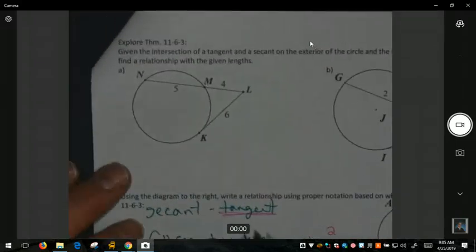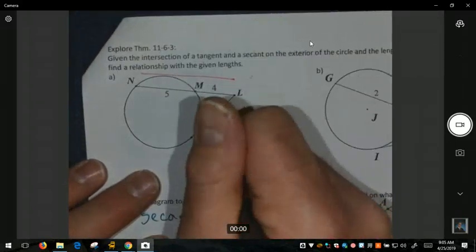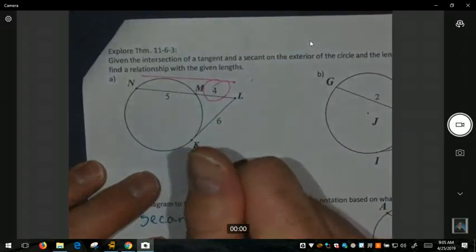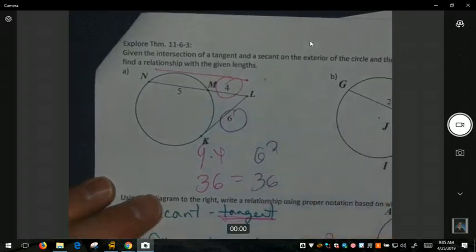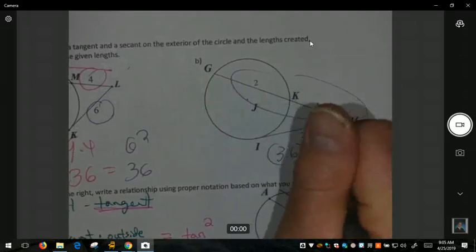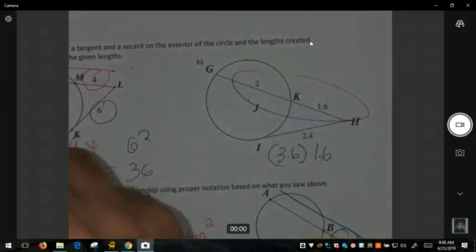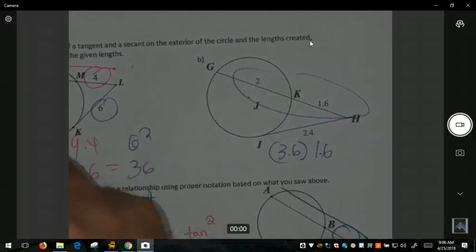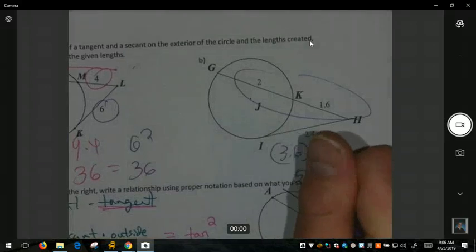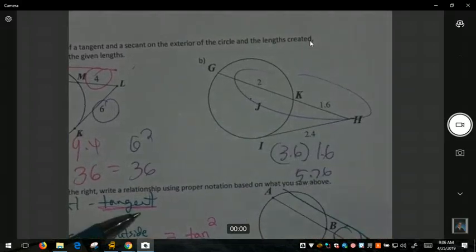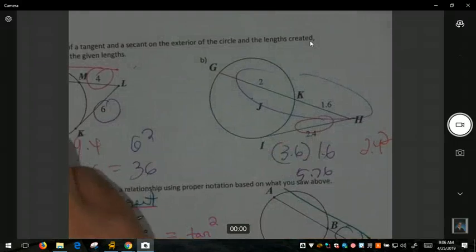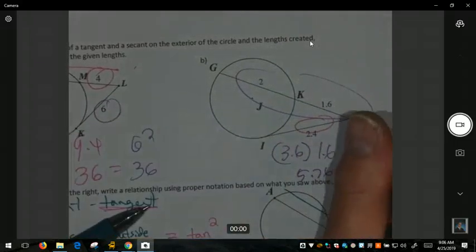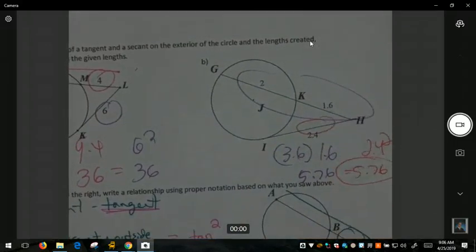Let's take a look at some numerical examples above. The full was 9. The outside was 4. That's 36. For the tangent, it was 6, and 6 squared is also 36. The full was 3.6 times the outside 1.6. 3.6 times 1.6 is 5.76. The tangent was 2.4. When squared, it also gives me 5.76.